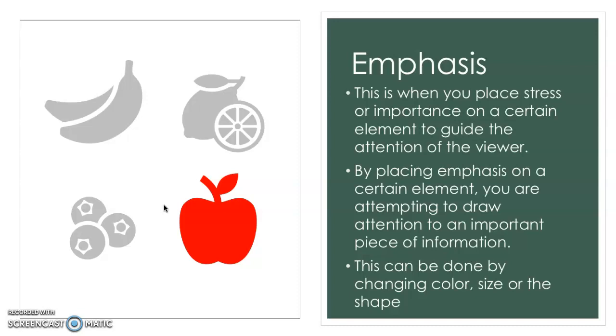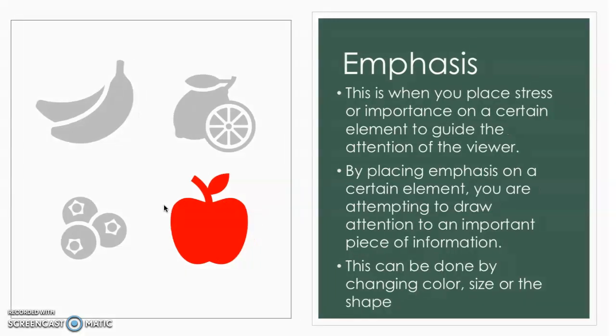As you can see on the image on the left, I set up a bunch of fruits, but I put an emphasis by changing the color of the apple to draw your eye specifically to the apple while making the other fruits a gray color. That's an example of emphasis in a design.